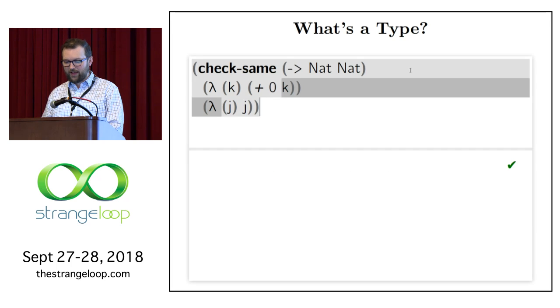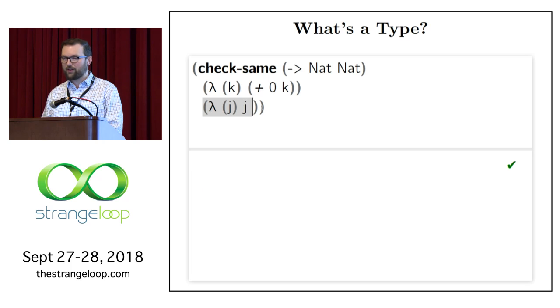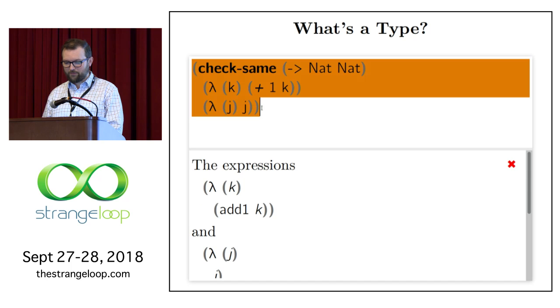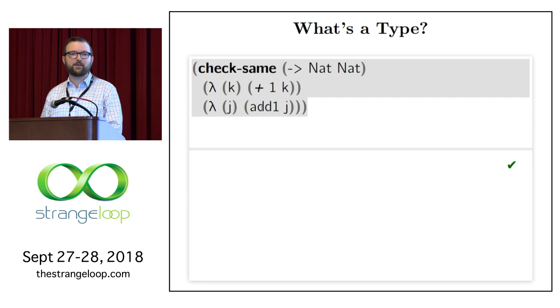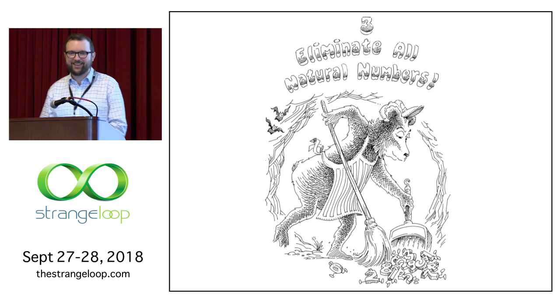So it turns out that lambda k plus 0 k and lambda j are the same function from nat to nat. I could also say plus 1 here, they're not the same, and add 1 here, and once I balance my parentheses, they're the same again. So sameness respects computation even inside of a lambda. That's pretty neat, I think.